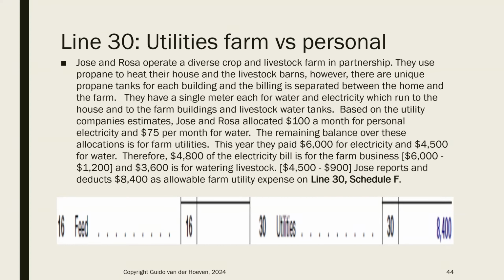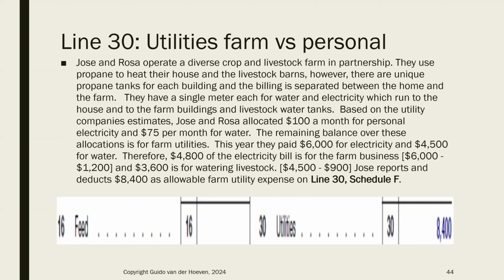And here's just a splitting of farm utilities versus personal. This may be applicable if we're living in a rural area. It depends on what is coming as a utility to the home. Here we've got Jose and Rosa operating a crop farm and livestock. They use the propane to heat the house and livestock barns, but there are unique propane tanks for each building, and the building is separated between the home and the farm. So that's easy peasy. They have a single meter that runs for each water and electricity. It runs to the house and then to the farm buildings and livestock tanks.